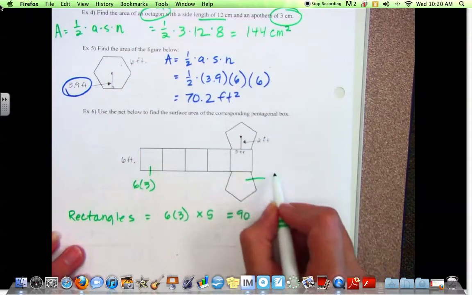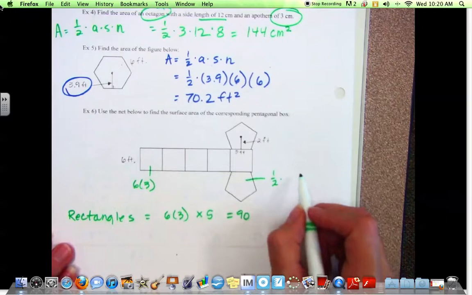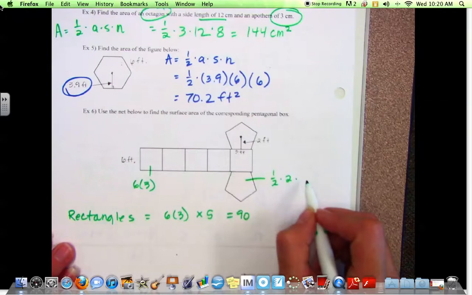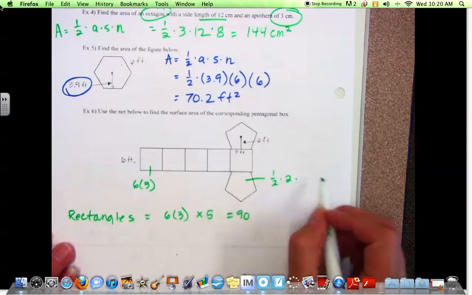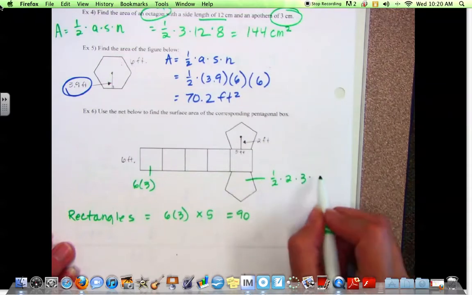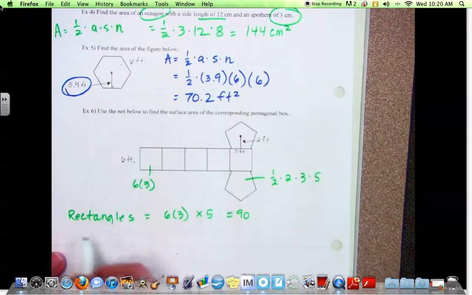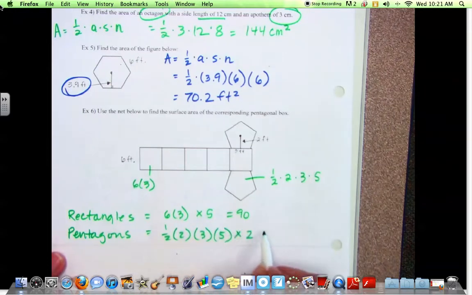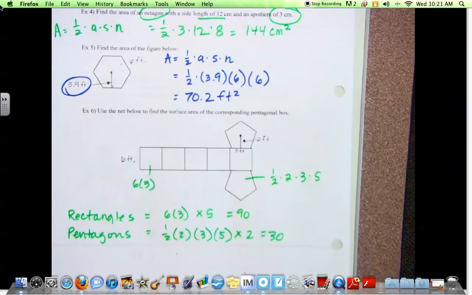Now the apothem. Let's find here the pentagon. 1/2 times 2 times 3 times 5, which gives us 15. And how many are like that? 2, so 30. Which gives us an area of 30. So what do I do with the area of the rectangles and the area of the pentagon? Add them, which gives us? 120 squared.